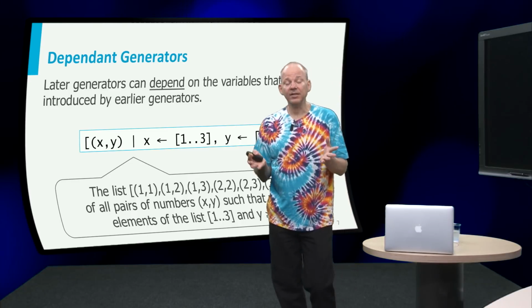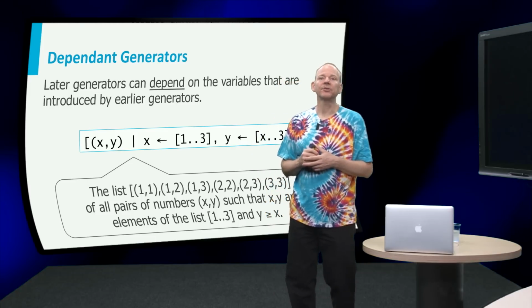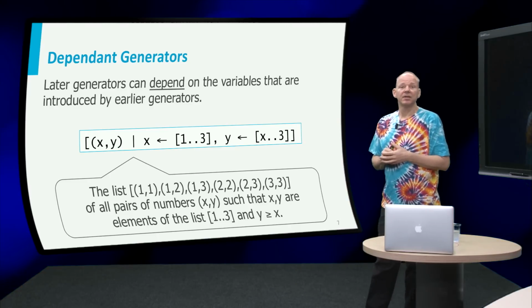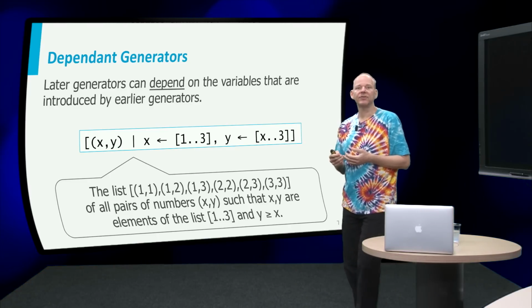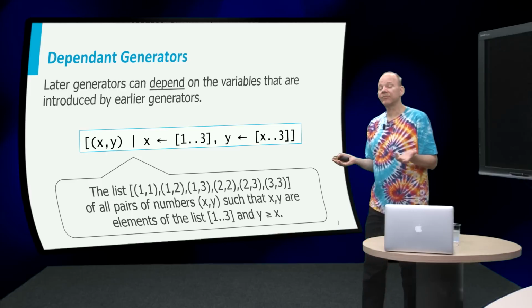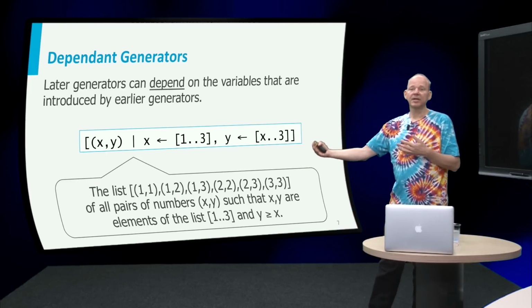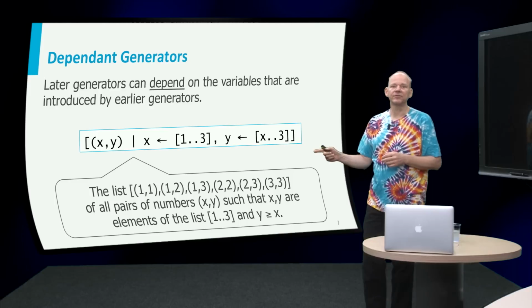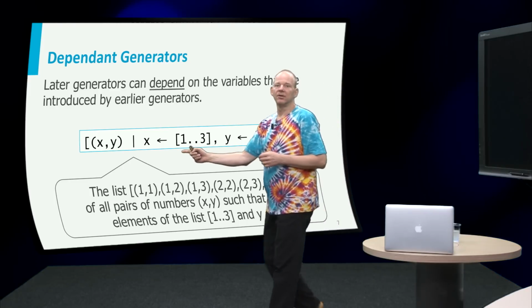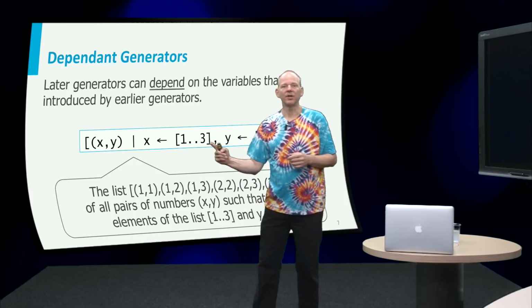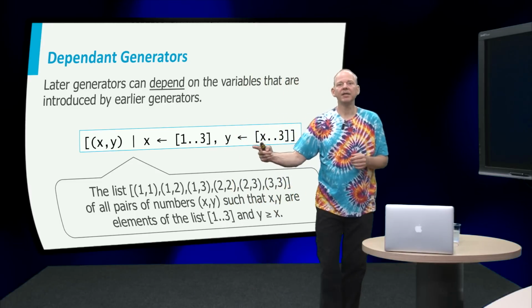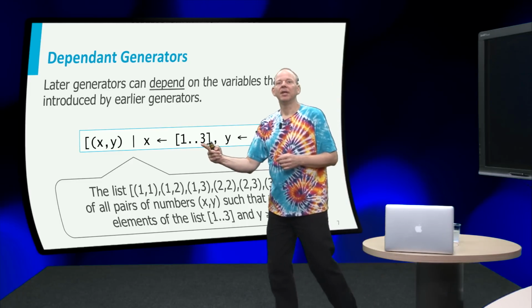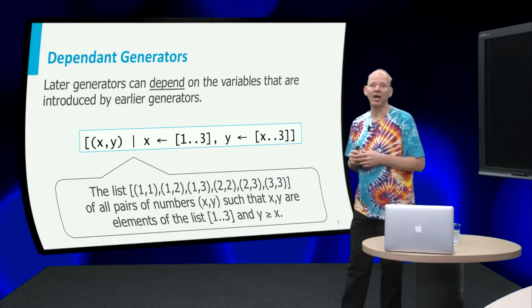Now, we have seen a few simple examples with generators where the generators only had constants. But generators can also depend on each other, just like when you have a loop, the inner loop can use variables from the outer loop. And with comprehensions, that's no different. So if we look here, we say x is drawn from 1 to 3, and then y is drawn from x to 3. So x is in scope in the generators that come after it.